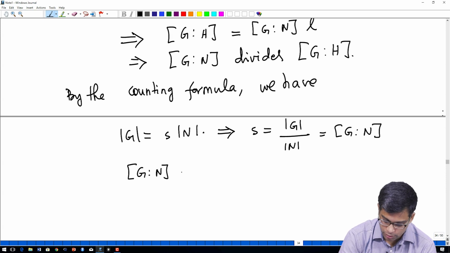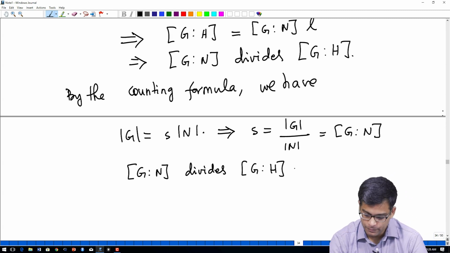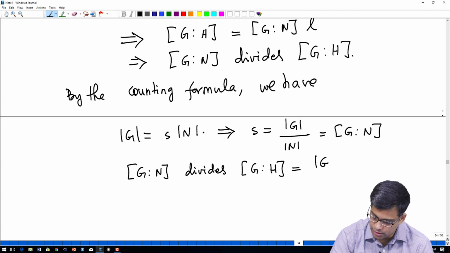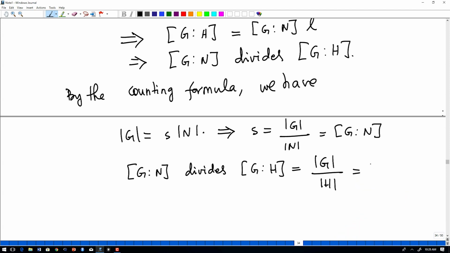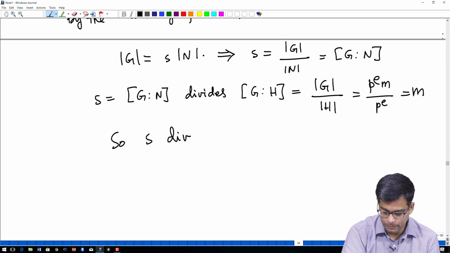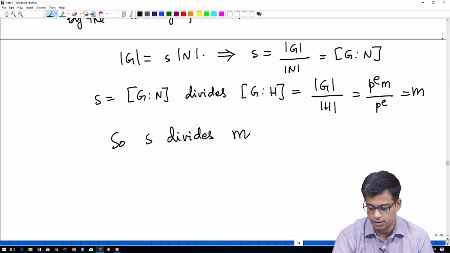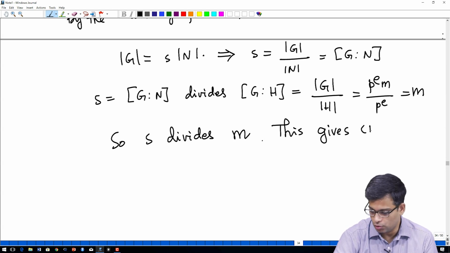But we know that the index of N divides the index of H. And what is the index of H? This in turn is the order of G divided by the order of H, but H is, remember, a Sylow P subgroup. So, this is p power e times m divided by p power e, which is m. Okay. So, S is the index of N. So, S divides m, and I think this gives one, I called it 1, of the theorem.